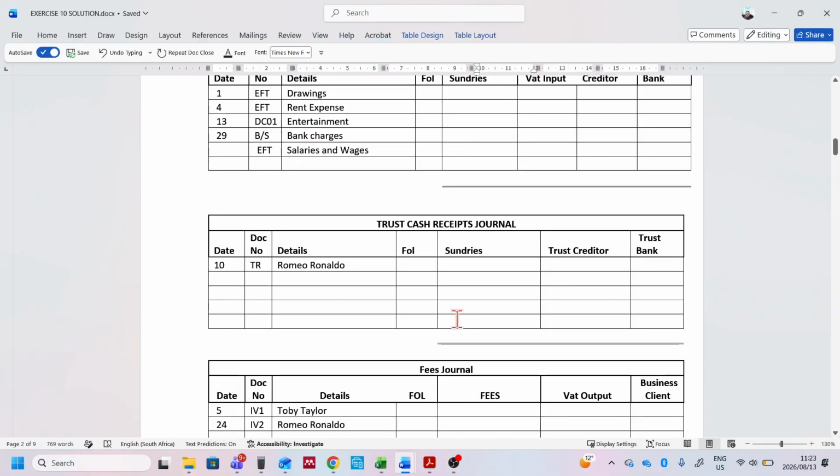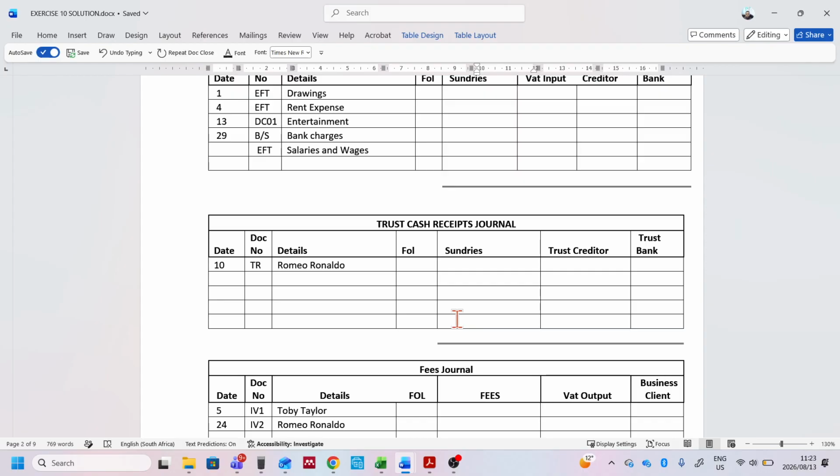Trust cash receipts. Every time you receive money on behalf of your clients, or from your client for future legal services, your trust bank is affected. Money goes to the trust bank, and then you create a trust credit account to indicate who the money belongs to. So now your trust cash receipts journal will include these two.